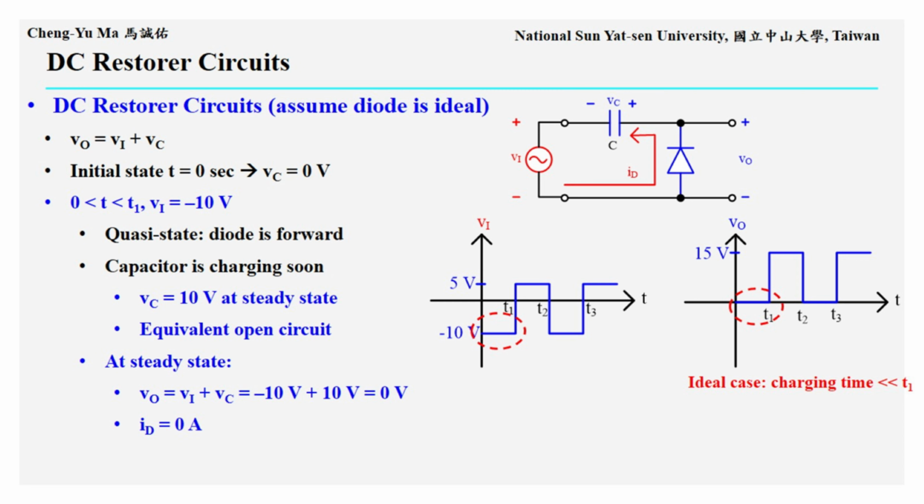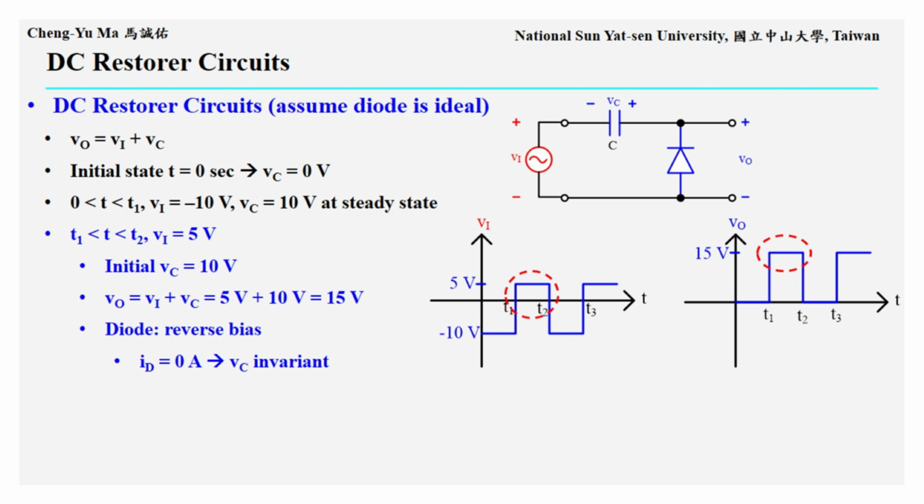After the capacitor charges to Vc equals 10 volts, the diode no longer conducts, so ID becomes 0. The circuit then reaches a steady state. At this moment, the output voltage is VO equals Vi plus Vc, which is negative 10 volts plus 10 volts, equal to 0 volts. If the charging time is much shorter than T1, then the output voltage remains approximately 0 volts throughout the interval from 0 to T1, as shown in the waveform.